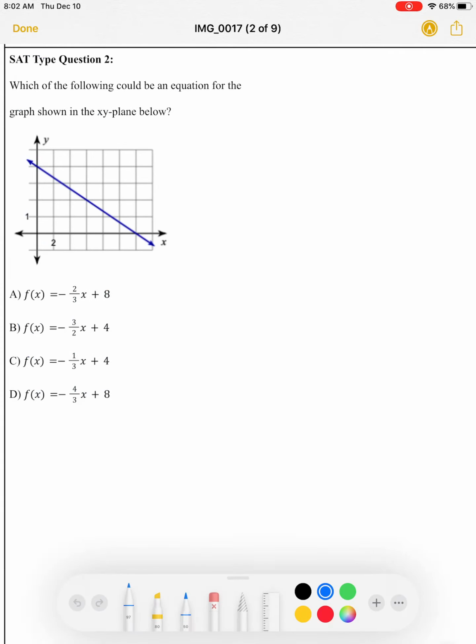Moving on to question number 2. Which of the following could be an equation for the graph shown in the xy plane below? Well, when we're looking for an equation of a line, which is what's graphed there, in class we discussed that you must find the slope of the line and the y-intercept of the line in order to write the equation.